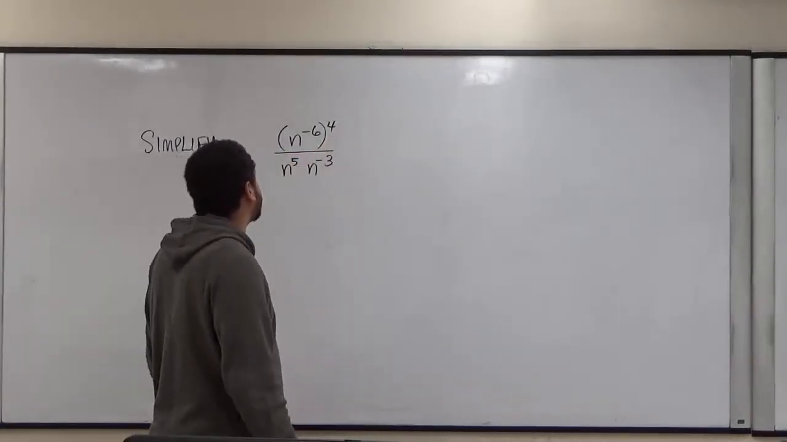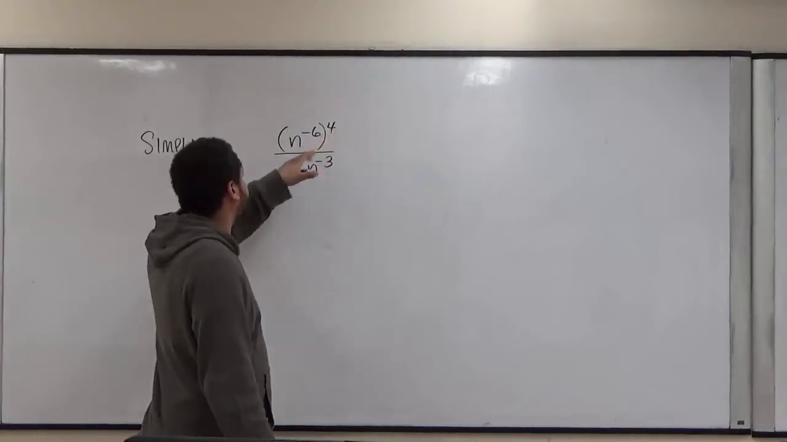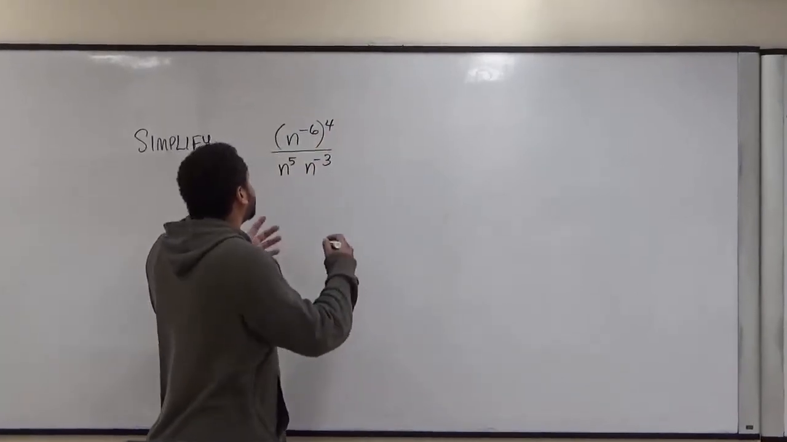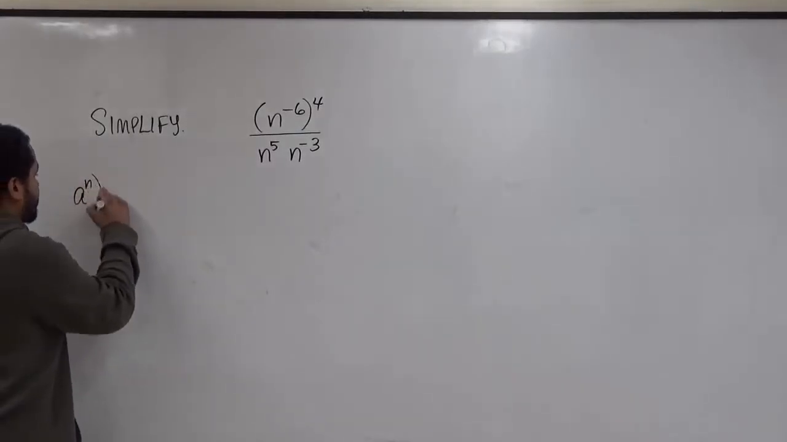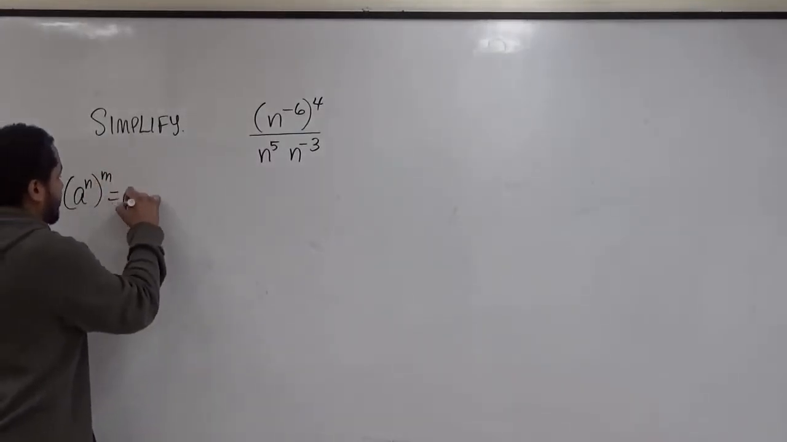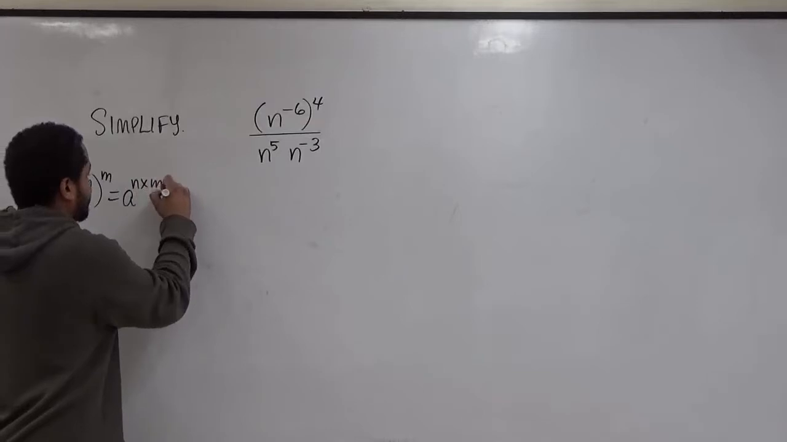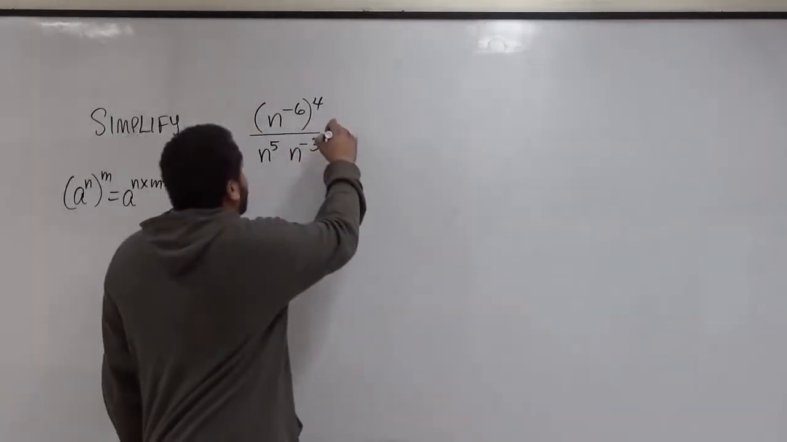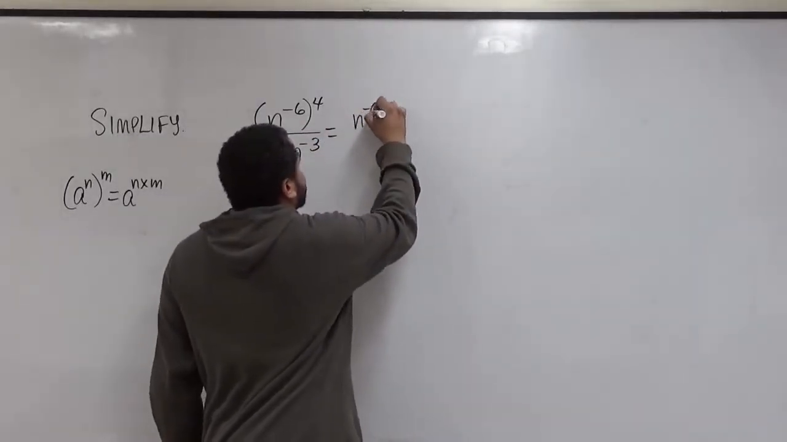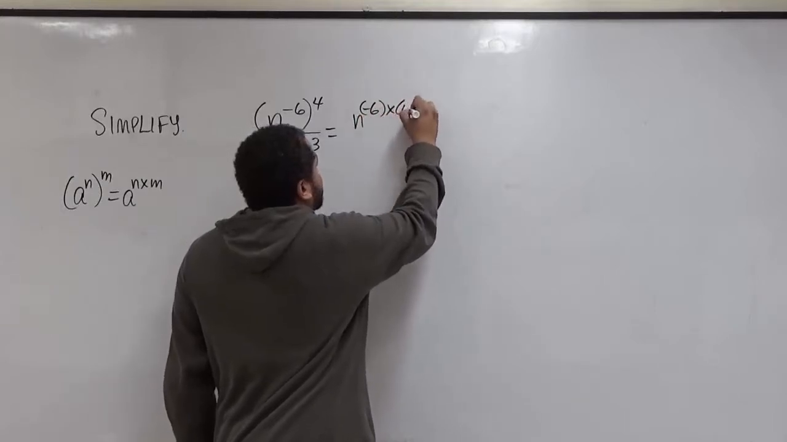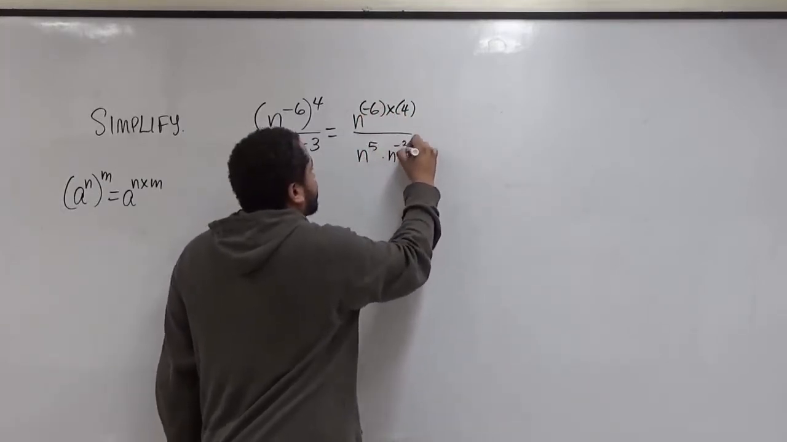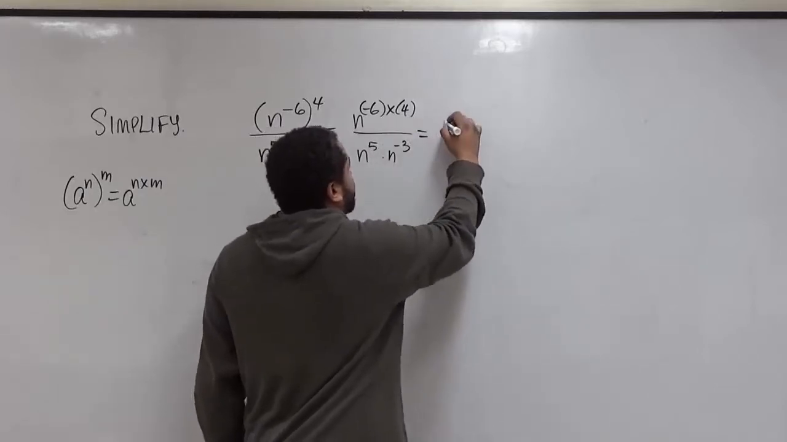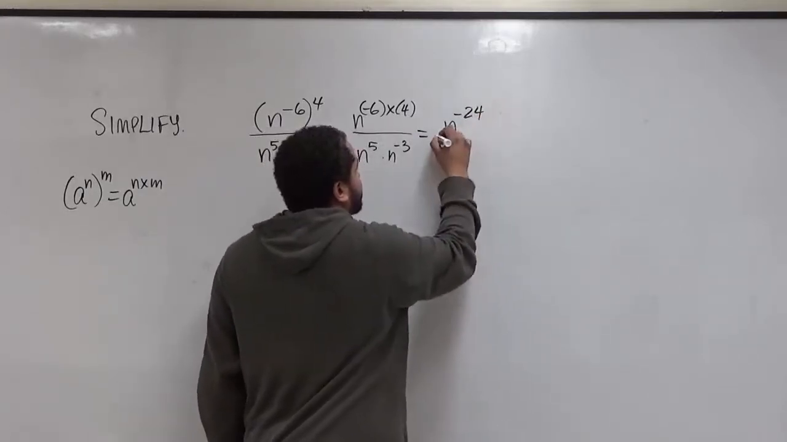exponent, where we have an exponent raised to an exponent for a variable. And here what we're using is the multiplication rule. So what we're doing is, if we have a base to an exponent outside, we multiply those exponents together to create the new exponent. So here we're going to get n to the negative 6 times 4, divided by n to the 5th times n to the negative 3rd. And here we get negative 24 as a product, and that's our new exponent power.